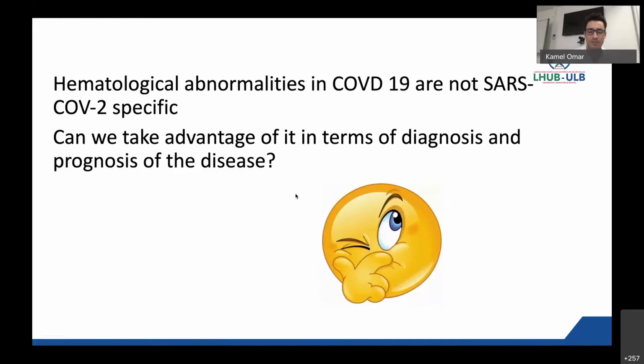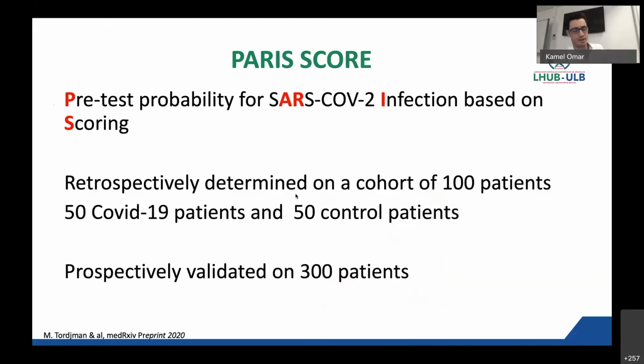So now I'm gonna introduce you two promising tools, which are the Paris score and the NLR. The Paris score was indeed made in Paris by a French team, but it stands for pretest probability for SARS-CoV-2 infection based on scoring. It was retrospectively determined on a cohort of 100 patients separated in two groups, one group of 50 COVID-19 patients and 50 control patients, and prospectively validated on 300 patients.